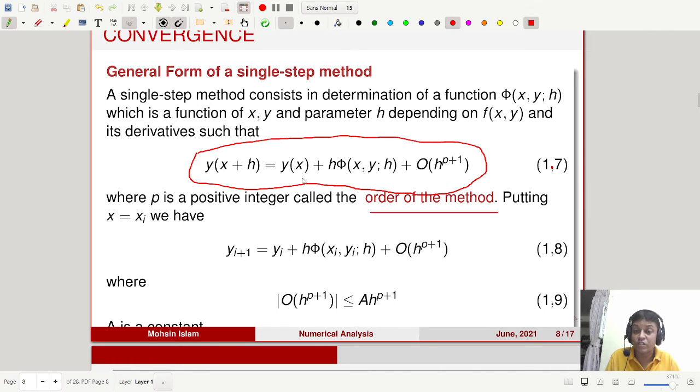Now putting x equal to xi, you will get yi+1, and y(xi) is denoted by yi. That means at x equal to xi, yi denotes the value at x equal to xi. yi+1 denotes the value at xi+h: yi+1 = yi + h phi(xi, yi, h) + order of h to the power p+1. That makes equation 1.8, where the modulus of the order of h to the power p+1 term must be less than or equal to some constant A times h to the power p+1. This is 1.9.